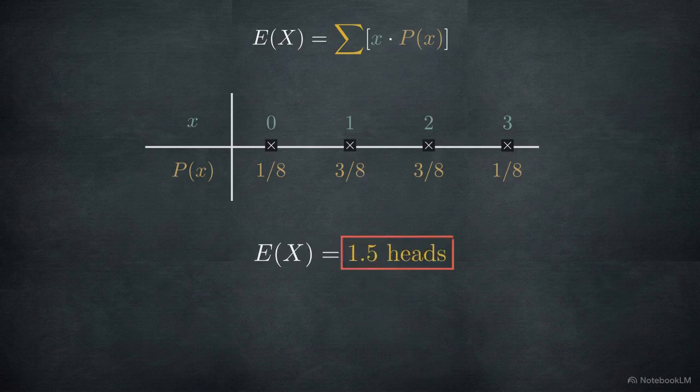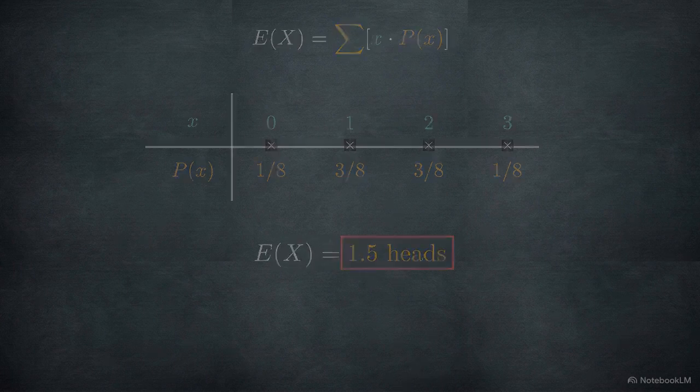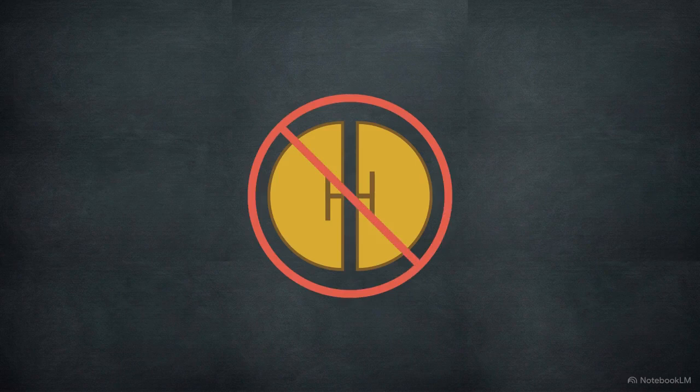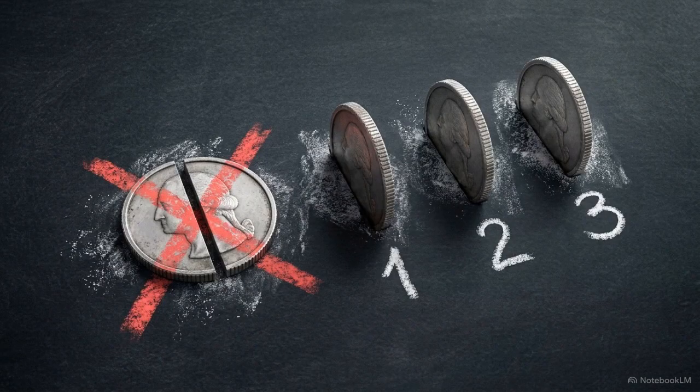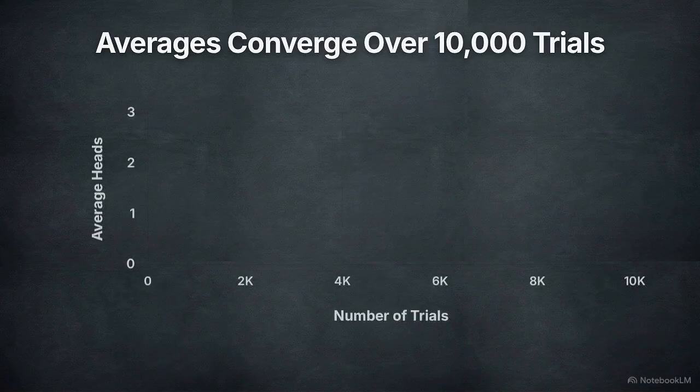However, this result presents a problem. You cannot physically flip half a head in a single trial. You will never flip exactly 1.5 heads on one try. The coin will always land showing 1, 2, or 3. This chart clarifies the meaning.